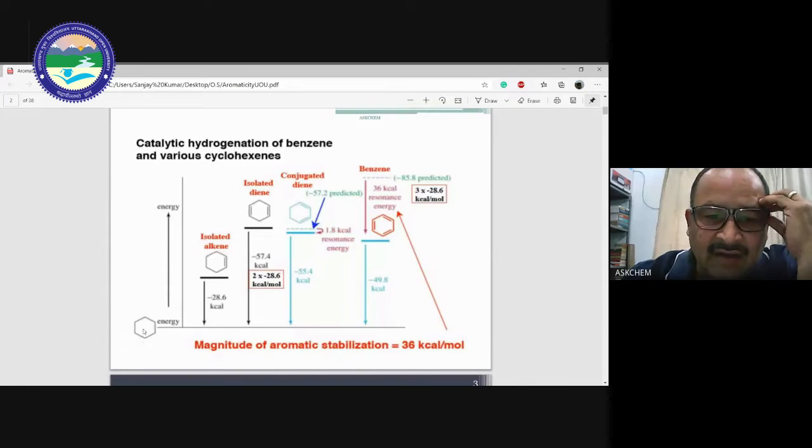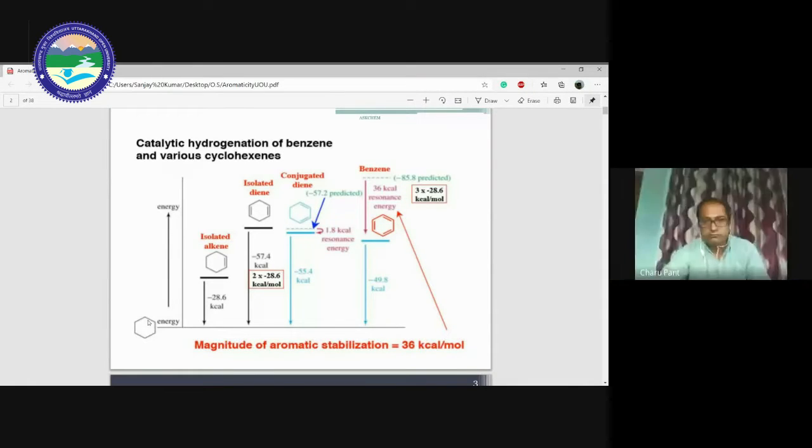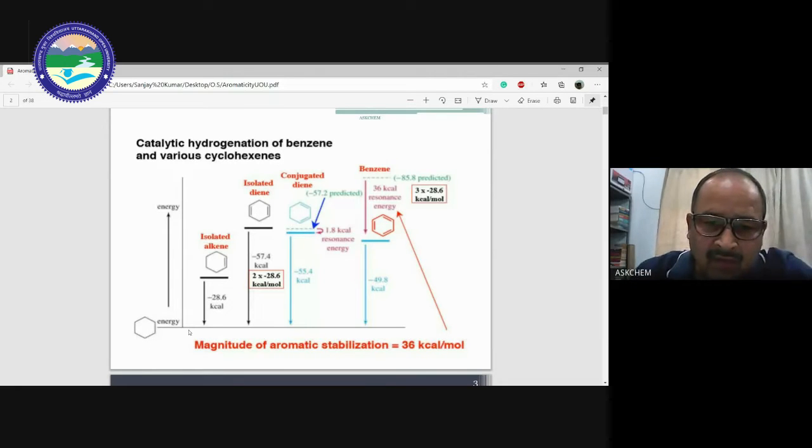Now see that this is the cyclohexene molecule. One alkene, one double bond, has an energy of 28.6. So two double bonds, but they are isolated, it is 57.4. But when cyclohexadiene becomes conjugated, then its energy is stabilized to some extent, by an amount of 1.8 kilocalorie per mole.